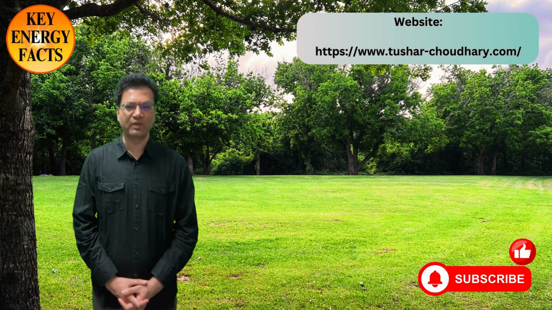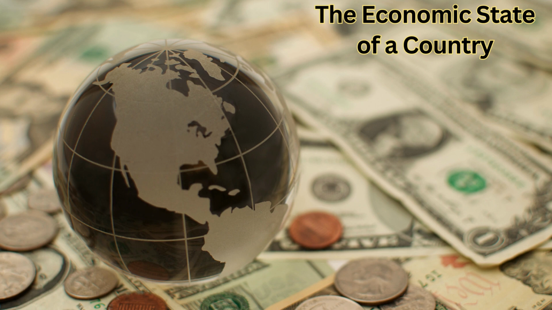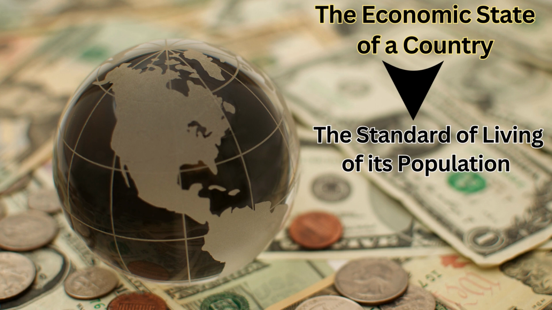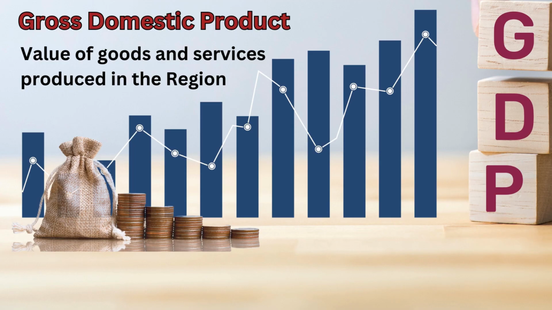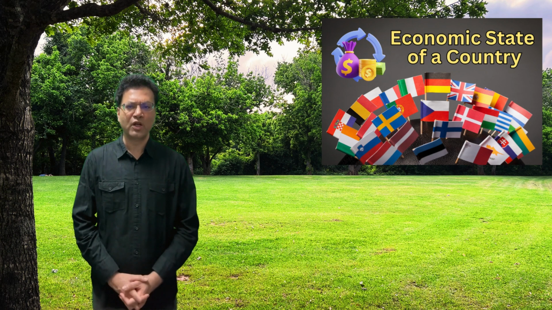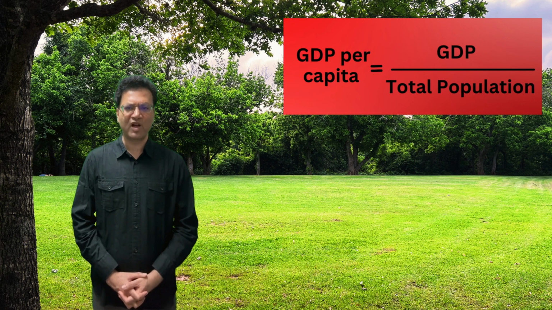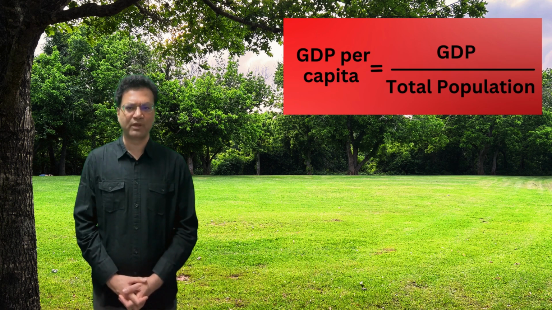The economic state of a country defines the standard of living of its population. The standard of living in a country is often discussed in terms of its gross domestic product per capita. Gross domestic product or GDP is the value of goods and services produced in the region. It is commonly used to discuss the economic state of a country. GDP per capita of a country is equal to the GDP of the country divided by its population.